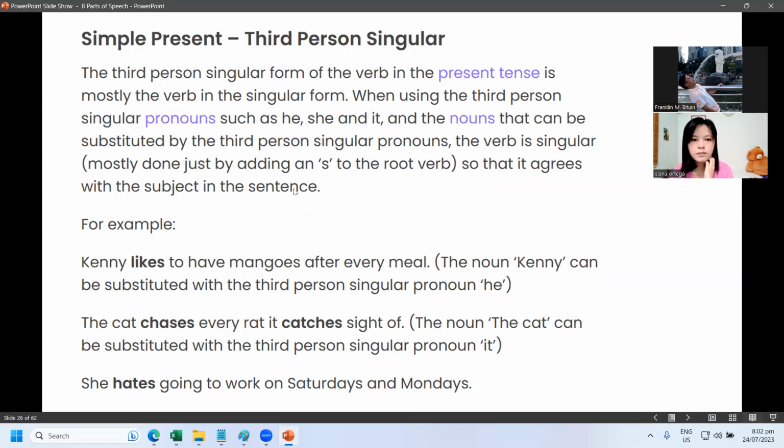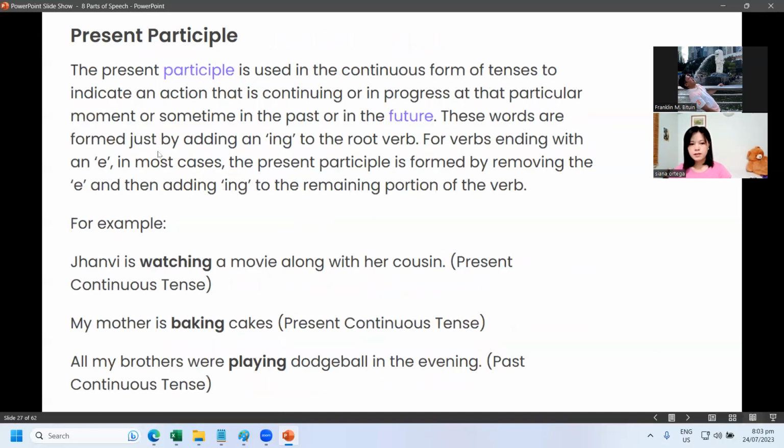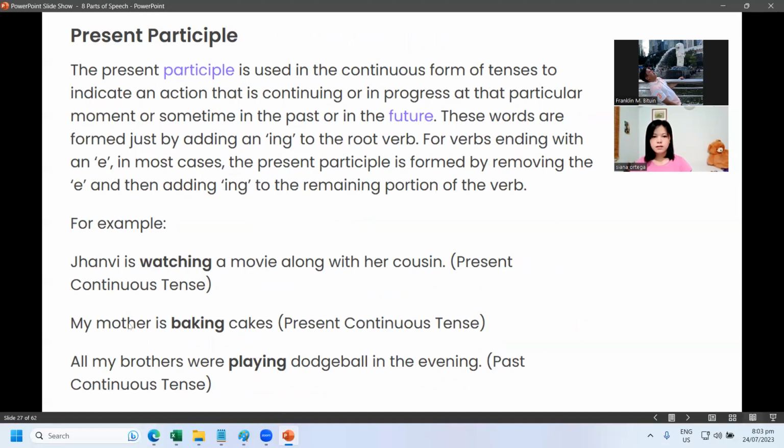Okay, the armies. So if that's your subject, that's plural, your verb will become the root verb. Root verb. Present participle. All right, so what's present participle? Can you read this one, the whole thing?